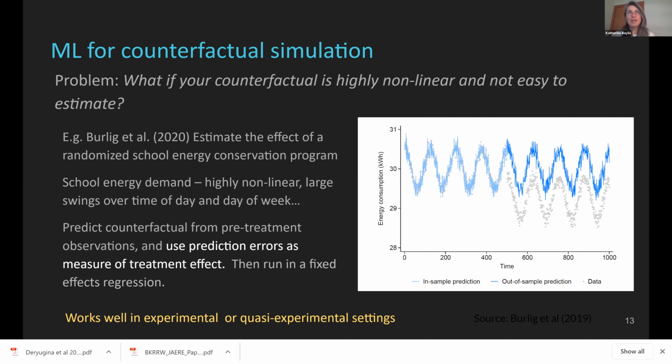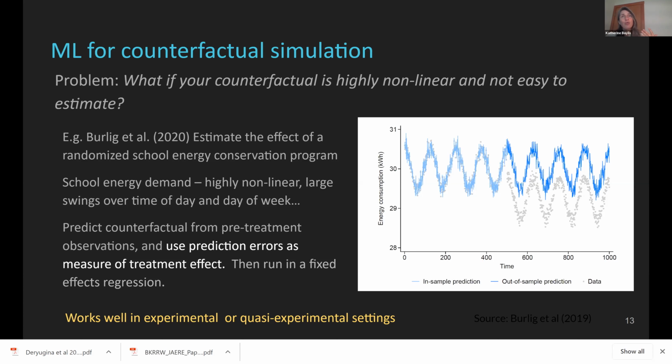One of the most obvious places where one might want to use machine learning for causal estimation is using its predictive capacity to predict a counterfactual. I really like this paper by Fiona Burlig and a bunch of colleagues. They've got a randomized control trial on school energy, nicely designed. Normally we set this up in a standard differences-in-differences framework and throw in a bunch of fixed effects and we're done.